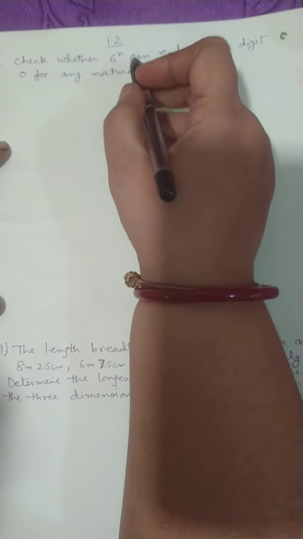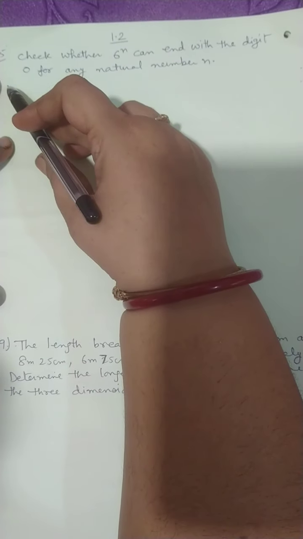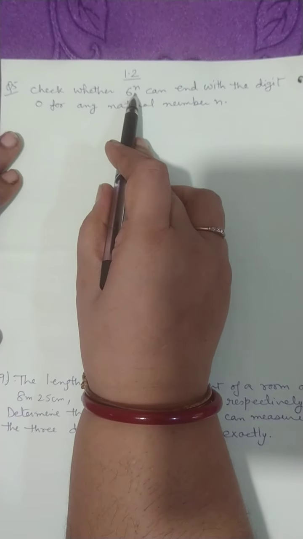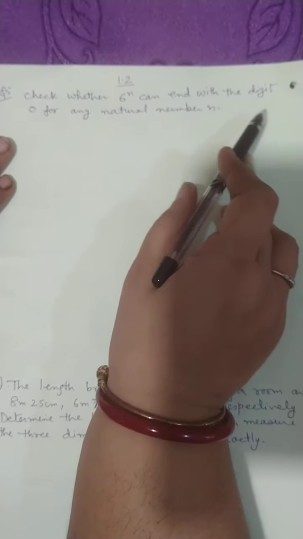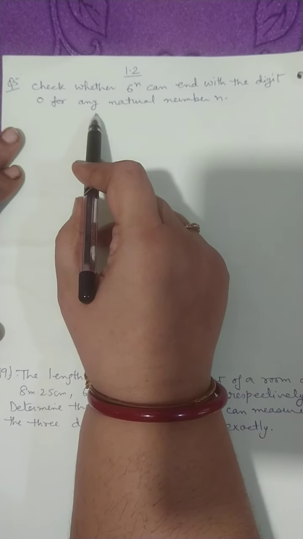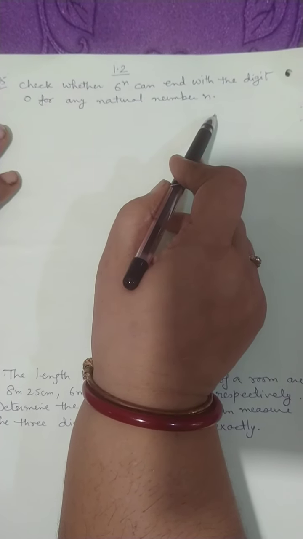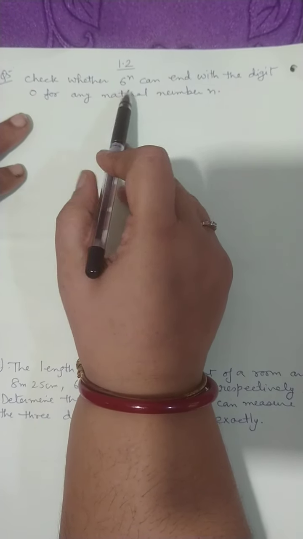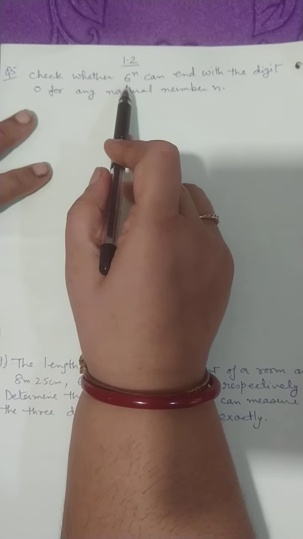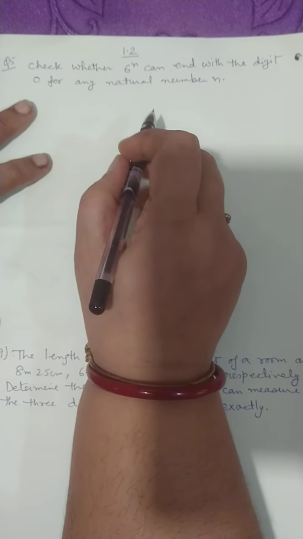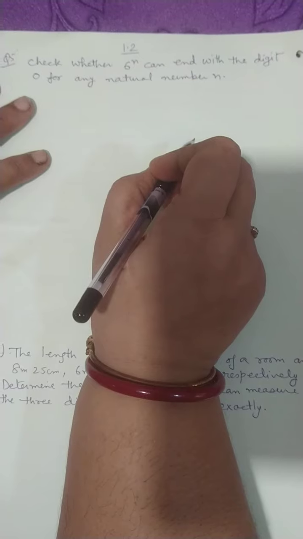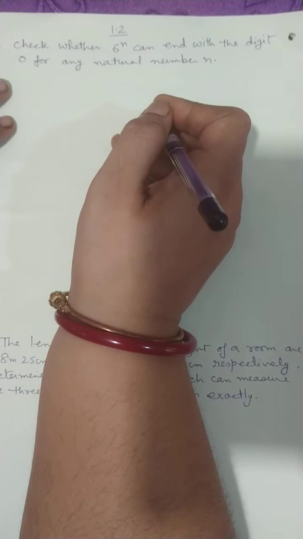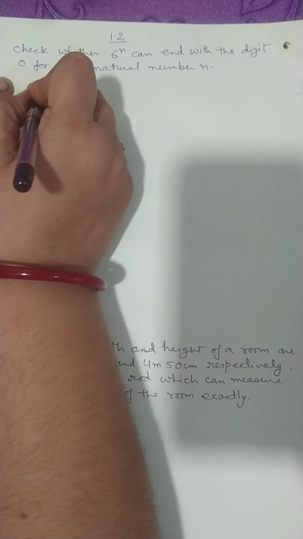In exercise 1.2 question number 5, the question is: check whether 6 to the power n can end with the digit 0 for any natural number n. So in this, we have to check whether 6 to the power n will end with 0 or not. For that, let us take some examples with numbers ending with 0.